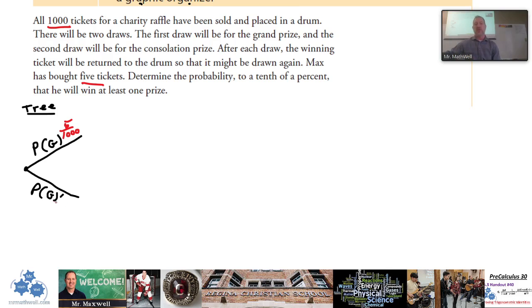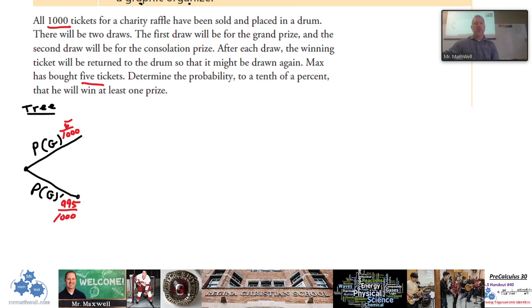Now, the probability of not, do we need to fill this out? Yeah, we could. That would be a pretty high percentage, and that would be what? 995 out of 1,000, I guess? Right? That's the probability of him not winning the grand prize. Okay, well, that's draw 1. Draw 2, okay, if he doesn't win the grand prize, which is most likely, right, he still has a chance for the second one.